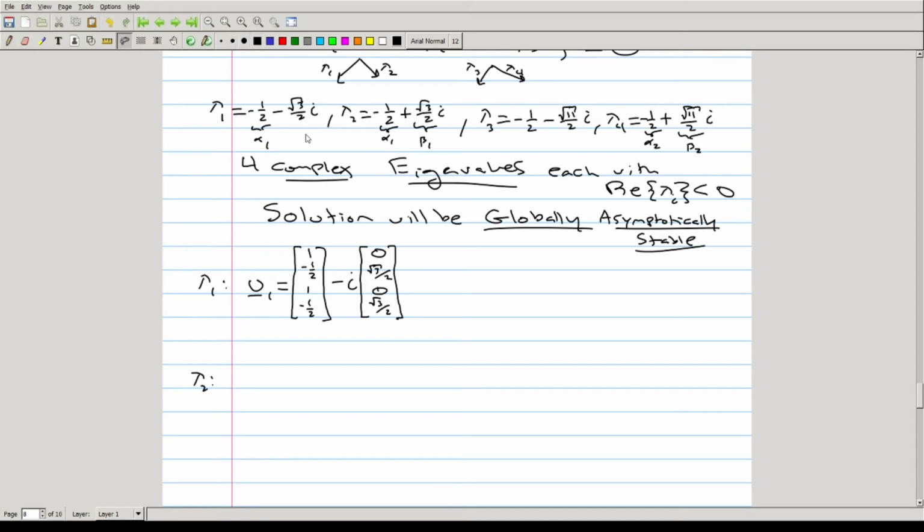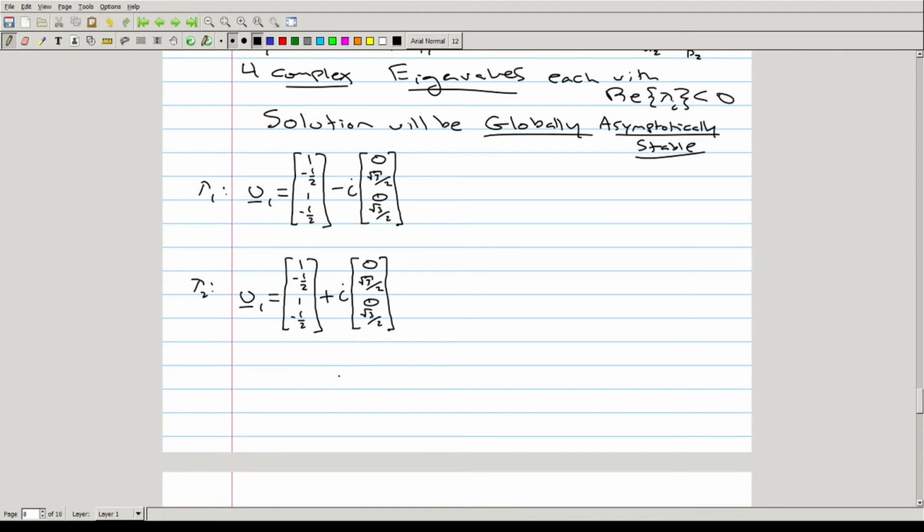And for lambda 2, we wind up getting the same expression, only with the positive. It's called the complex conjugate of this value. So we'll call this vector A1 and this vector A2.